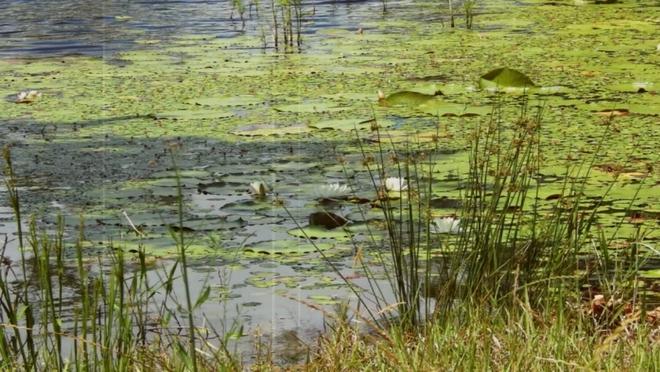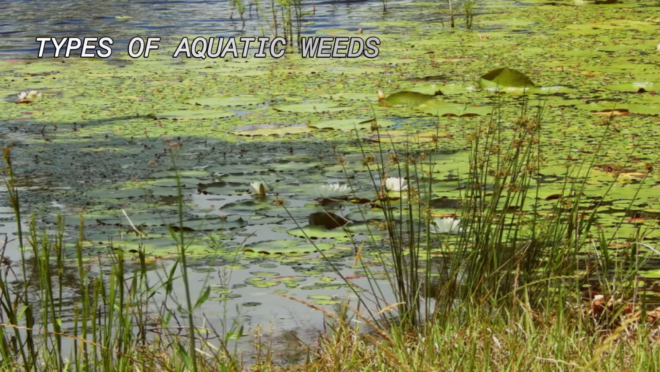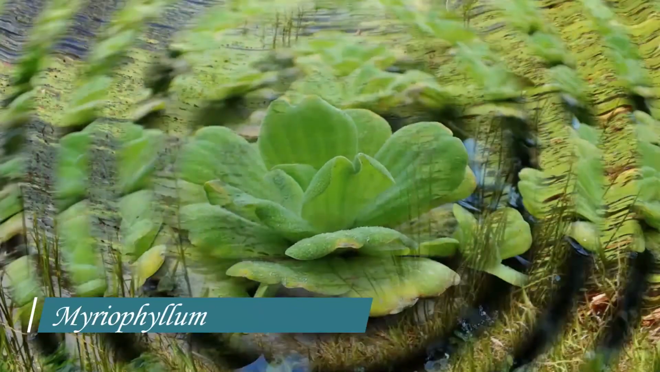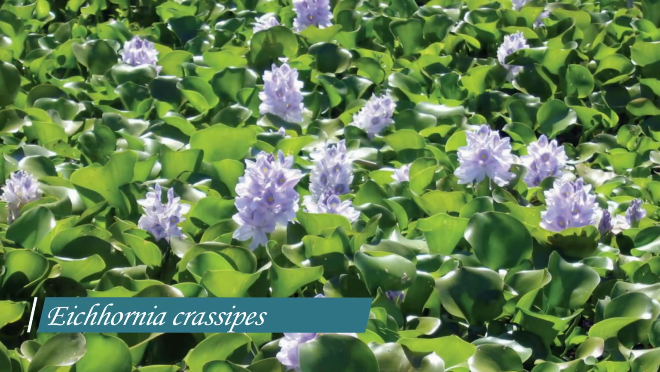Here we have provided a simple classification of aquatic weeds based on various habitats which form their eco-environment and become conducive for their growth, reproduction and dissemination. And there might be other different classifications based on different factors of concern. Planktonic algae, filamentous algae, emergent weeds, surface floating weeds, submerged weeds, marginal weeds. Here are some commonly found aquatic flora species in the Sri Lankan context that can be a threat when overspread.